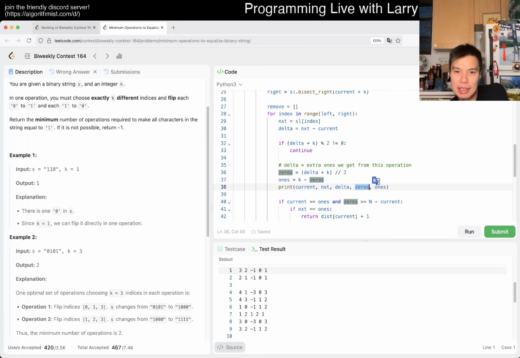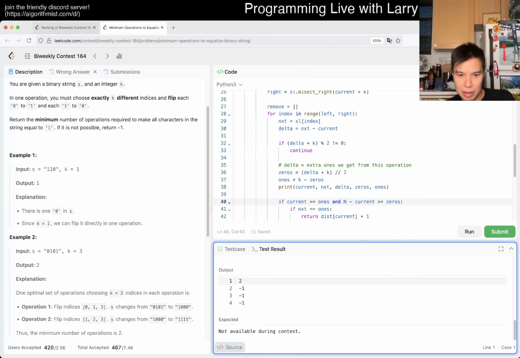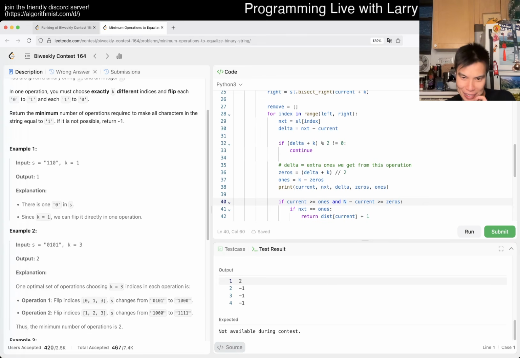We need, no, this is right. I just got the signs wrong because I'm dumb. I don't know why I have this on the other side. Okay. Okay, still wrong though.